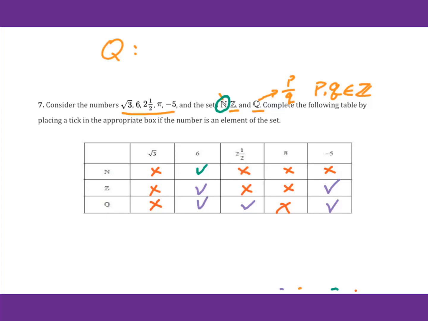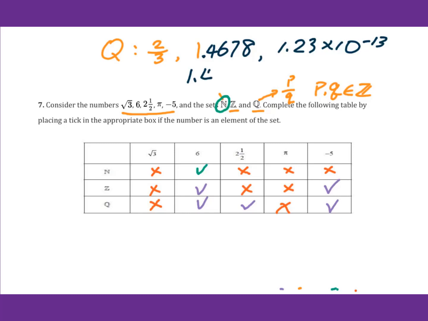For the rational number, let's make it clear. As long as it's a fraction, definitely it will be rational number. Or you have a decimal, it's a limited number after decimal. For example, like 1.4678, we stop. Or any like 1.23 times 10 to the negative 13th power. Or you have 1.464646, keep going. This is all rational numbers. Like a pi, you have 3.14. I don't know what's the next number. It's not predictable. That's the reason it's irrational.